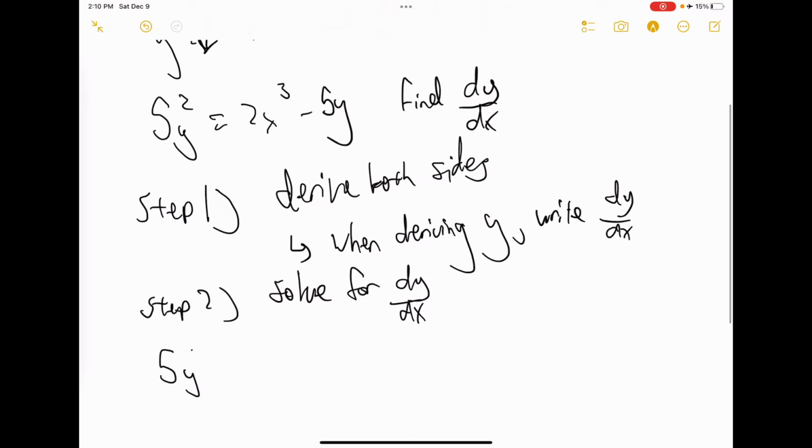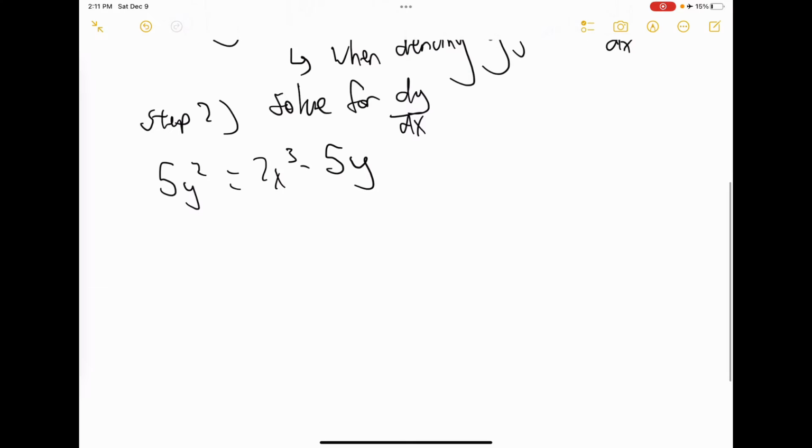So we have 5y squared equals 2x cubed minus 5y. Derive both sides. So the left side, derivative of 5y squared. This is a constant times a variable raised to a power. So move the power to the front, 2 times 5y, and we drop the power by 1. 2 minus 1 equals 1. So 2 times 5y to the first power. And now we have to write next to it, since we took the derivative of a y term, dy dx.